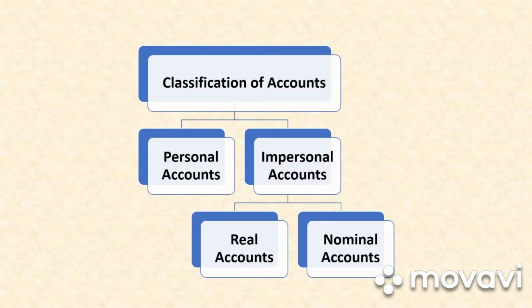So now we'll be classifying our accounts. There are two types of account, that is personal as well as impersonal. Impersonal is further divided into real accounts and nominal account. So one by one we'll be seeing both the personal and impersonal account, and we'll be seeing the rules of debit and credit for these accounts.